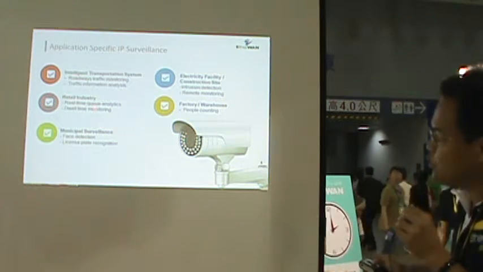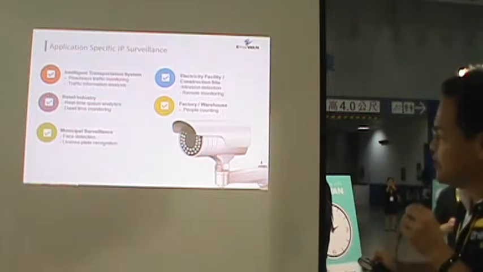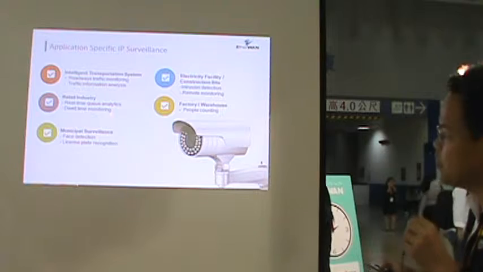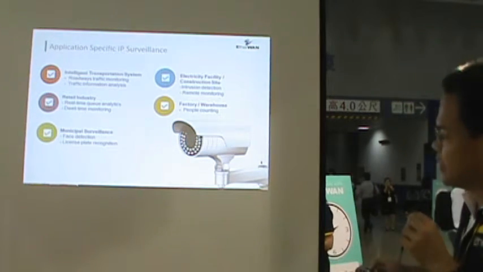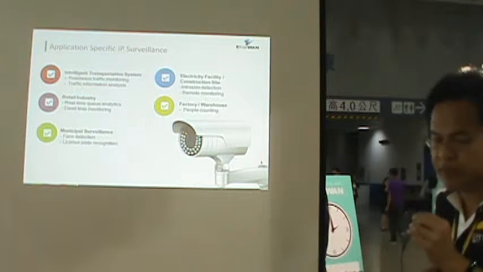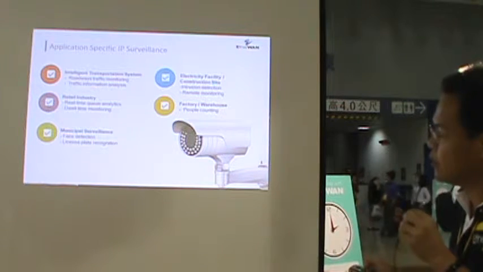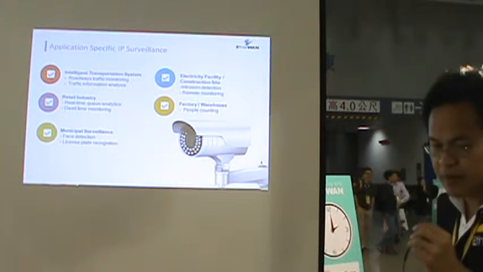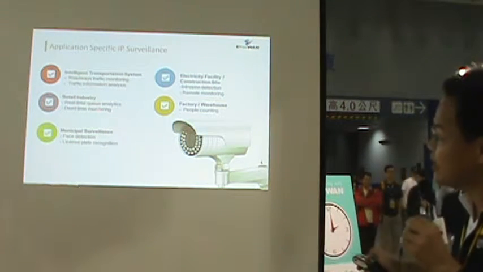For the retail industry, we have real-time queue analytics. What it does is use a camera to monitor the customers. Let's say a customer is standing in a queue. On average, how many minutes will a customer spend in the queue? They can find out and pull staff by opening another checkout line. That's what we call real-time queue analytics.